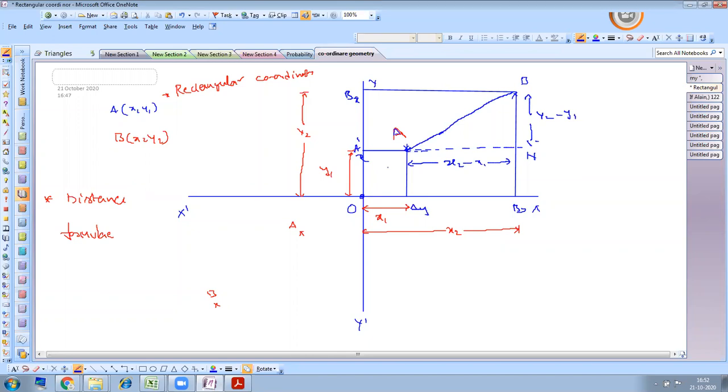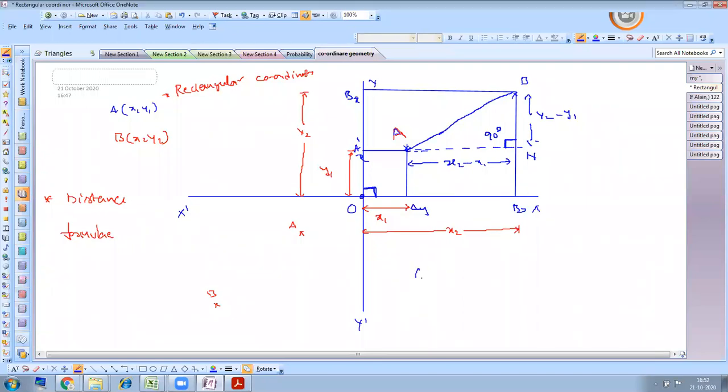Now x and y are always perpendicular to each other according to the concept of the coordinate system. That is the definition of the coordinate system: both axes are at right angles. So AN is parallel to the x-axis and BN is parallel to the y-axis. Automatically the angle here is 90 degrees.